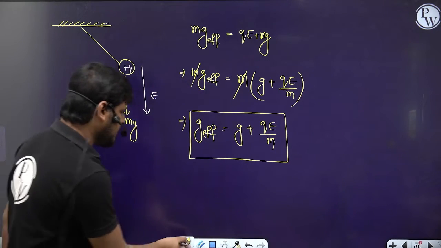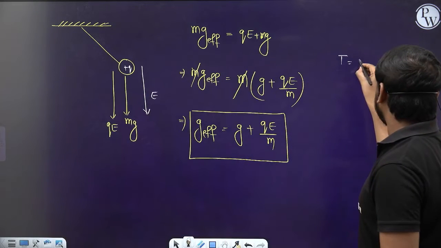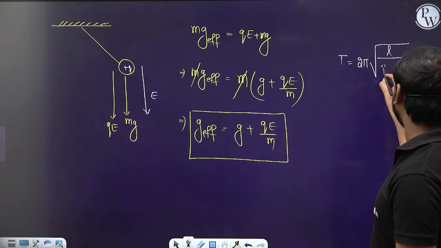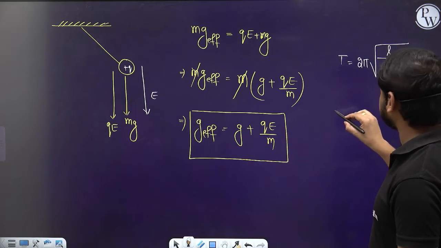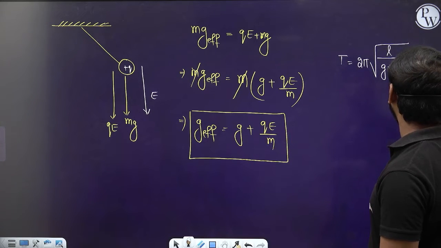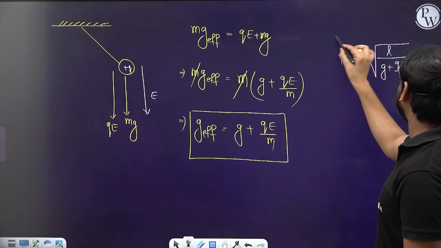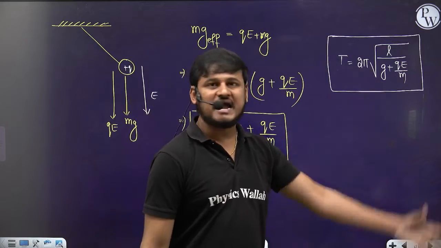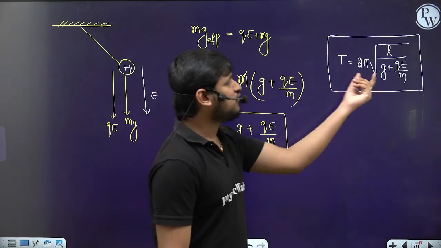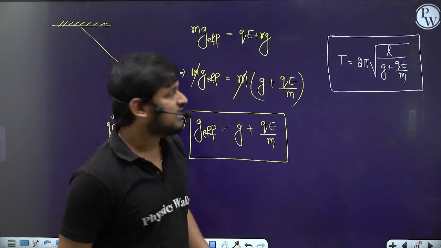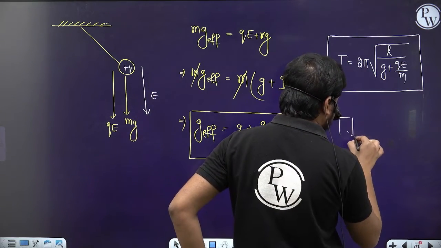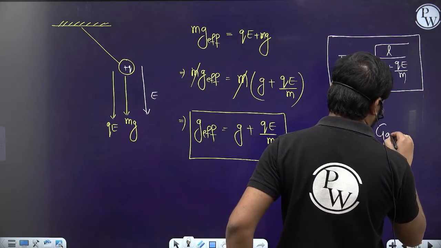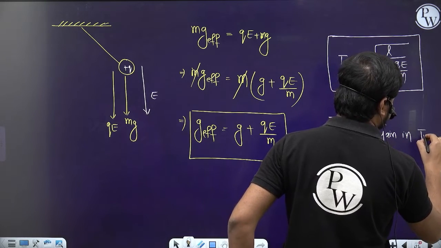Then the time period will become 2 pi into root over L by g effective. In place of g effective, I write g plus QE by m. Along with g, some more term is added, so overall the denominator value increases. If the denominator increases, the time period decreases. If the time period decreases, it means a gain in time. Here the time gain takes place.